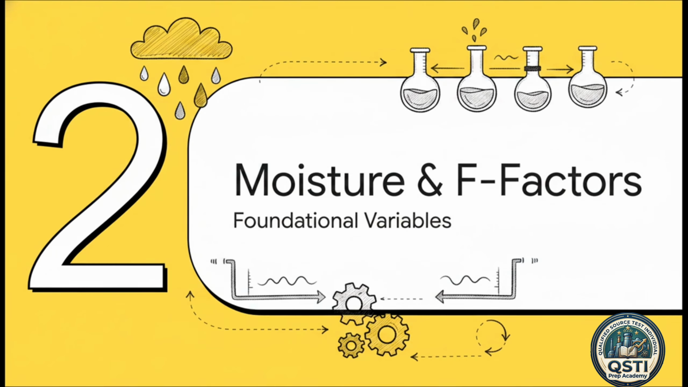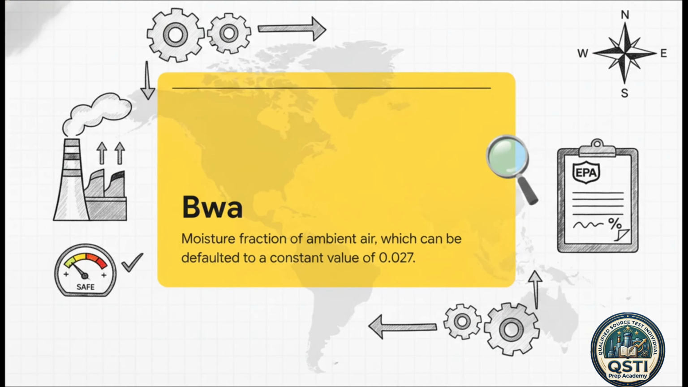Moving right along to Section 2, moisture fractions and F factors. A foundational input for these emission calculations is BWA, which is the moisture fraction of ambient air. And here's a really handy regulatory shortcut for you. Instead of continuously measuring this, the EPA actually allows BWA to default to a constant value of 0.027. Why? Well, because this specific estimate mathematically guarantees your negative calculation errors won't exceed 1.5%, so it safely bounds your compliance math literally anywhere in the world.